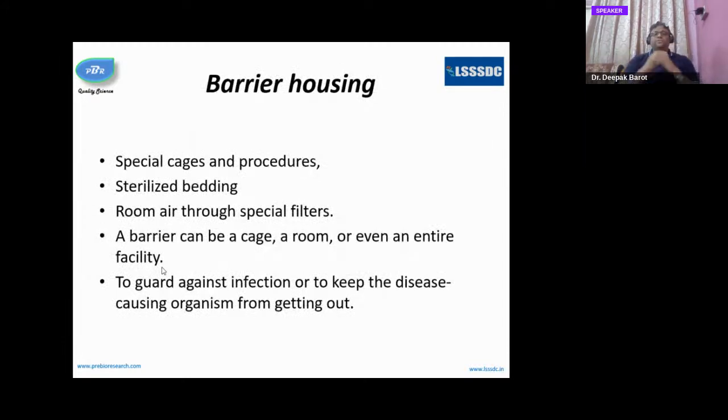Barrier housing. So barrier housing is basically where they use special cages, right? The bedding material, the paddy husk, paper shreddings, wooden chips, corn cob, these are the bedding materials which we use. They should be sterilized. For the room air coming through, please do not use a normal split AC. Instead, use HVAC units, right? So your air which is passing through can be made to pass through a HEPA filter, which is 0.5 micron. And along with that, when the air really comes out, that is also 0.5 micron filtered air.